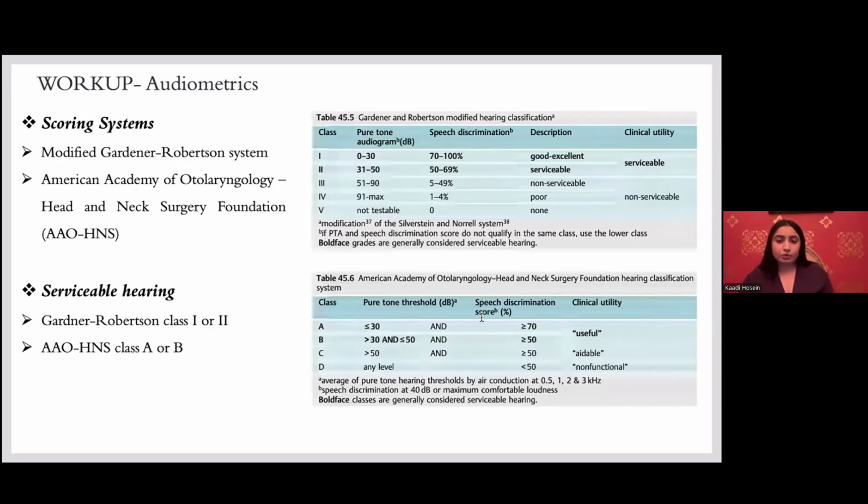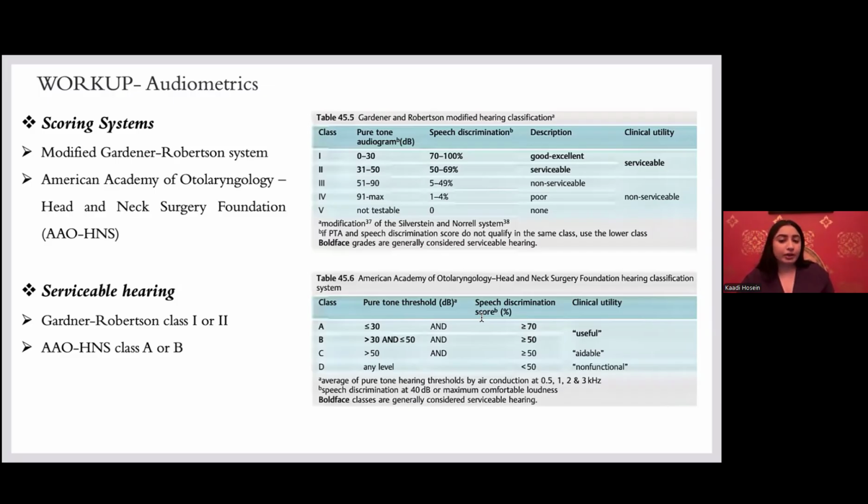Two commonly used scoring systems for hearing are shown here: the modified Gardner-Robinson system for graded hearing, shown in table 45.5, in which class 1 are patients that may use a phone on that side, and class 2, they can localize sounds. And then we have the American Academy of Otolaryngology-Head and Neck Surgery Foundation, AAO-HNS, hearing classification system, shown in the table below, 45.6, which incorporates both the PTA and word recognition scores.